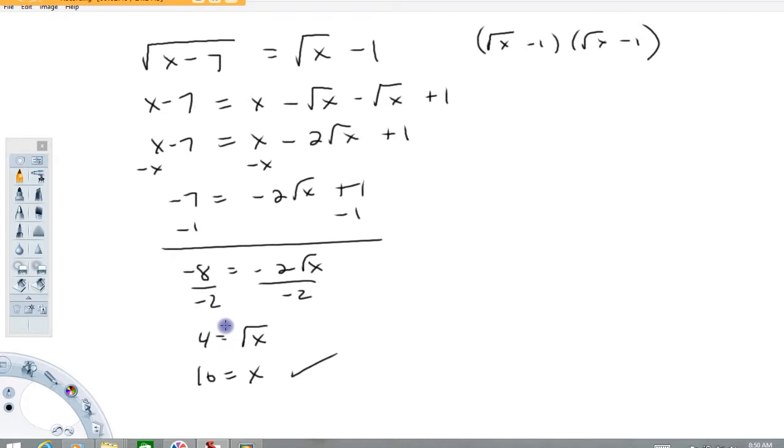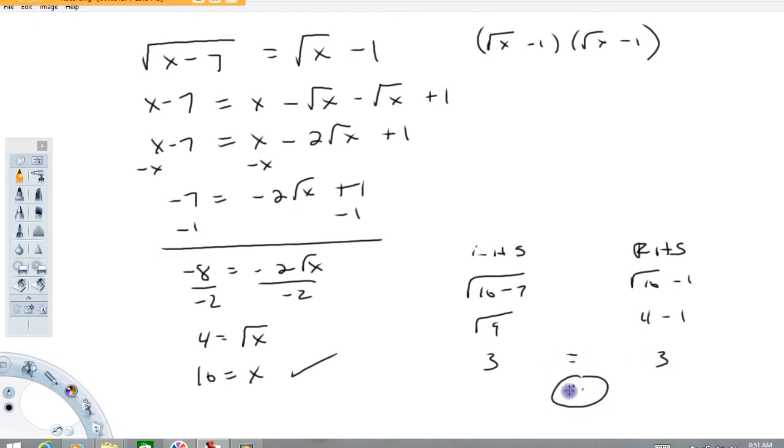I'm going to go ahead and check this and make sure that it works against our original. So I'm going to put left-hand side, right-hand side. So left-hand side is this guy. Putting 16 in for x, this is going to be square root of 16 minus 7, which is square root of 9, which is 3. Right-hand side, square root of 16 minus 1, which is 4 minus 1, which is 3. These are equal. So we're happy.